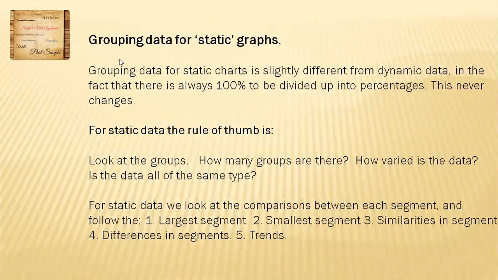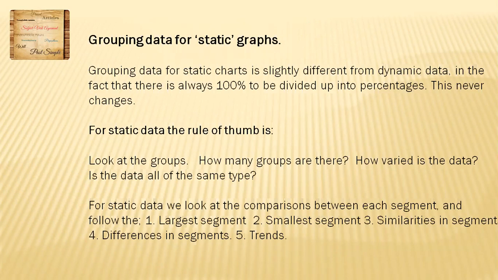Okay, so grouping for static sentences or static graphs. Static graphs include some tables, pie charts, and bar charts. Usually line graphs have time. The others do have time, but sometimes they do not have time. So anything without time is classed as a static graph or pie chart or whatever it's called.